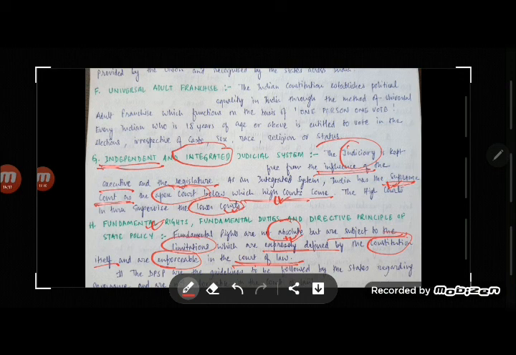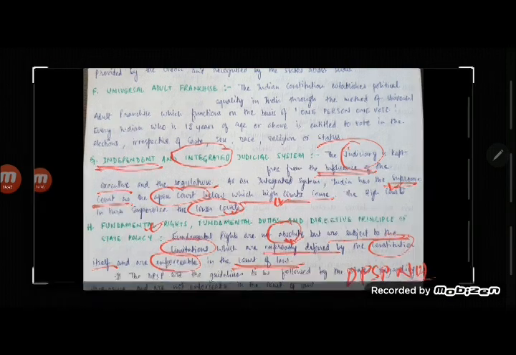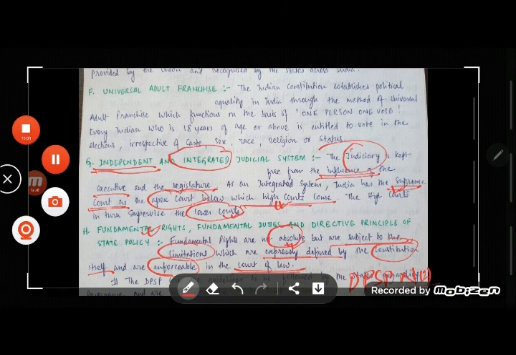Now the DPSP are the guidelines to be followed by the state. As we already discussed, the DPSP are the guidelines followed by the state regarding governance and are not enforceable in the court of law. So DPSP is not enforceable. Always remember that the Directive Principles of State Policy are not enforceable in the court of law. It means if a violation of the DPSP takes place in the state, you are not able to move to the court for its enforcement. Now we move to the next.